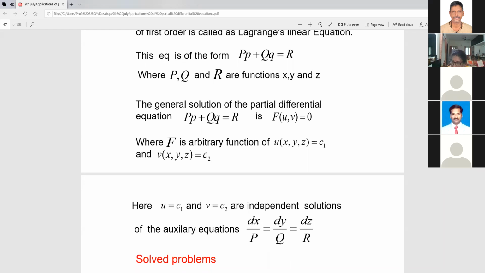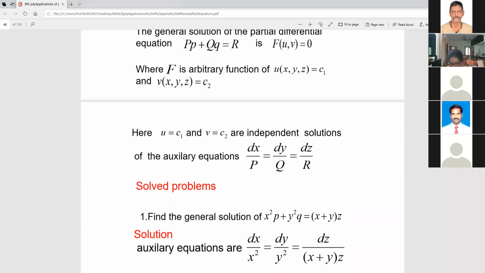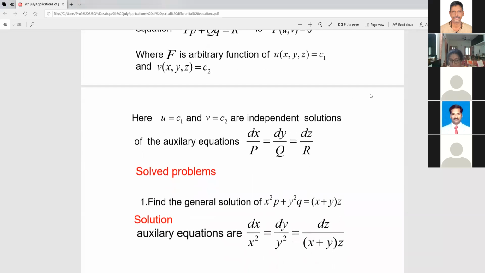So in these auxiliary equations, if you pick up any two, I'll be getting one surface. So two integral surfaces we will be getting. Okay. So this is the idea. So by solving this, we'll be having your general solution. We are just saying it is a general solution.